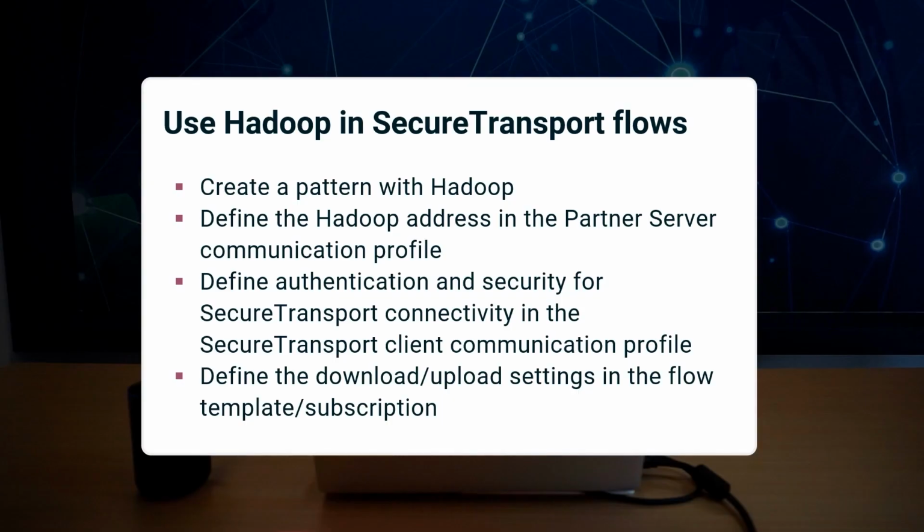Another new cool feature is that you can now define flows with SecureTransport using Hadoop storage protocol. All you need to do is to create a pattern with Hadoop, define the Hadoop address in the partner server communication profile, define authentication and security for SecureTransport connectivity in the SecureTransport client communication profile, and then define the download or upload settings in the flow template or subscription.